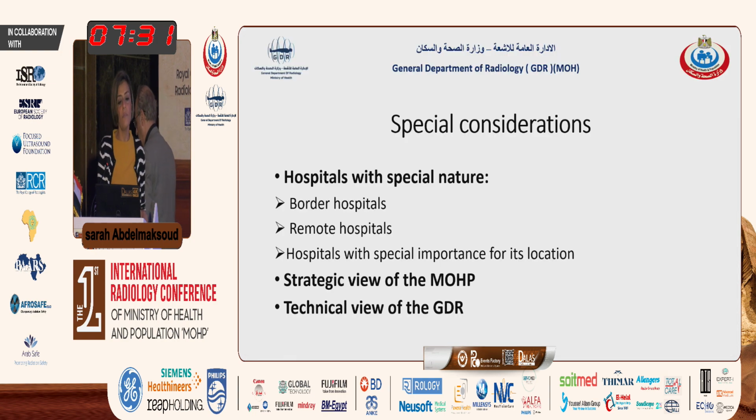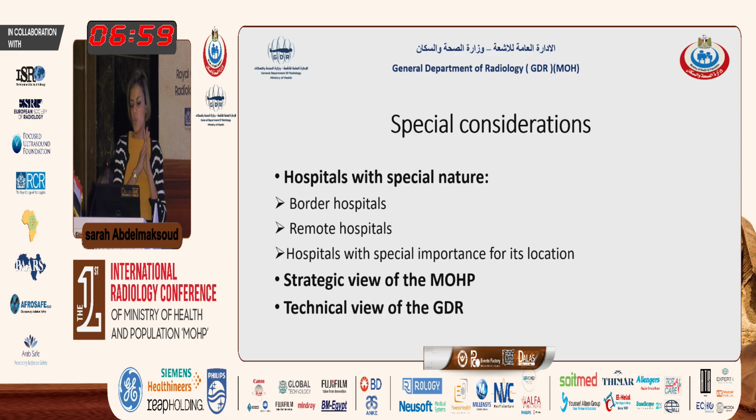Like hospitals with special nature, border hospitals between countries. These are considered a high priority to be supplied with equipment, even if their score is not high enough to have it supplied just like the regular hospitals. The remote hospitals: if there's a hospital that's remote enough without having services within the catchment area, this would justify supplying the hospital with this equipment.